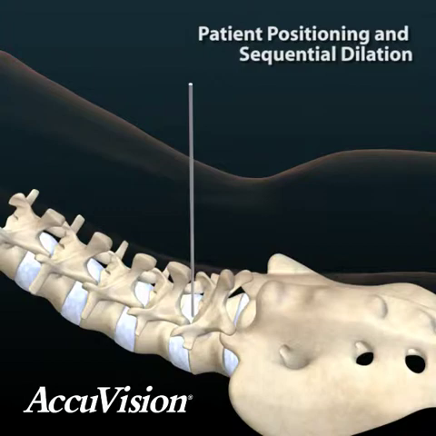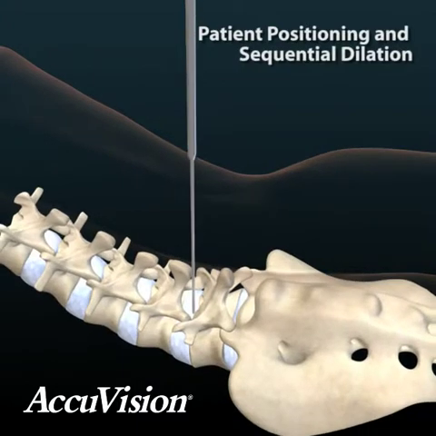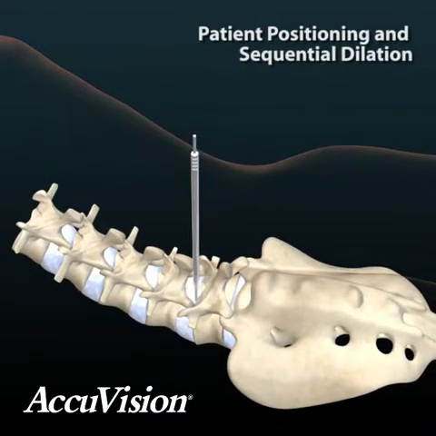Once position and trajectory are confirmed, sequential dilation is performed over the Steinmann pin. The first stage dilator will be placed over the Steinmann pin, and after proper positioning, the Steinmann pin is removed. A gentle sweeping of the first stage dilator is performed to aid in removing soft tissue from the bony anatomy.